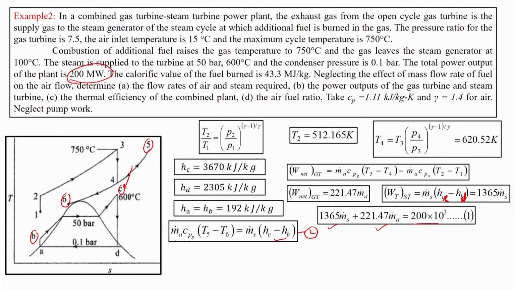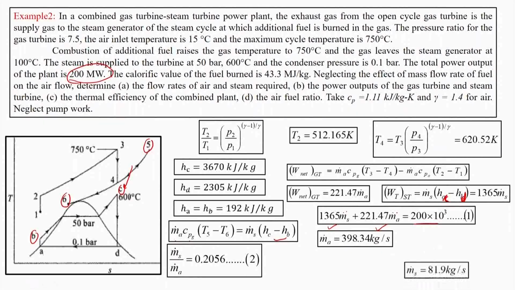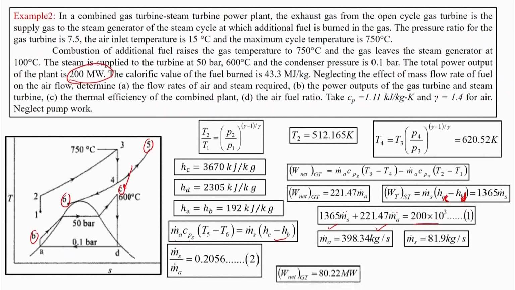So we know two equations and two unknowns, which are m dot A and m dot S. So we can first find the ratio of m dot A by m dot S from equation 2, then put this over here, and then we can find m dot A is equal to 398.34 and m dot S is equal to 81.9 kg per second. So we found the mass flow rate of steam and the mass flow rate of air.